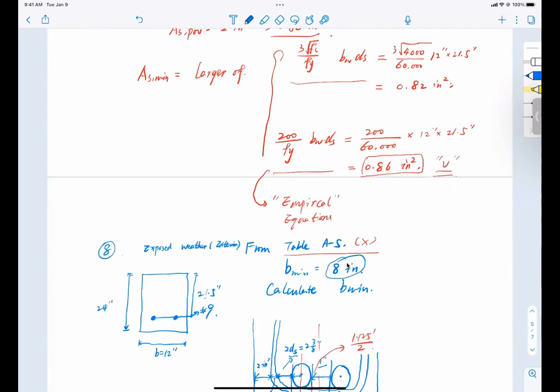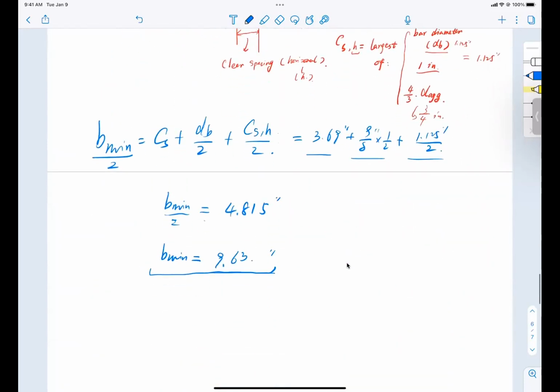What do you have now? 9.63 inches. Which one will you use? The larger value. Okay, so as I showed you just now, if the beam is in an exterior condition exposed to weather and the concrete cover is different from that of the interior case, you cannot use table A5. You've got to calculate yourself. And through the calculation, I got this weird number, 9.63.